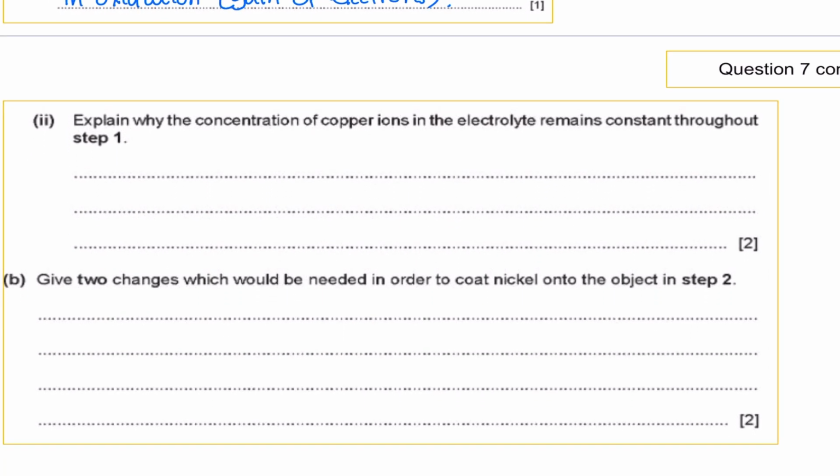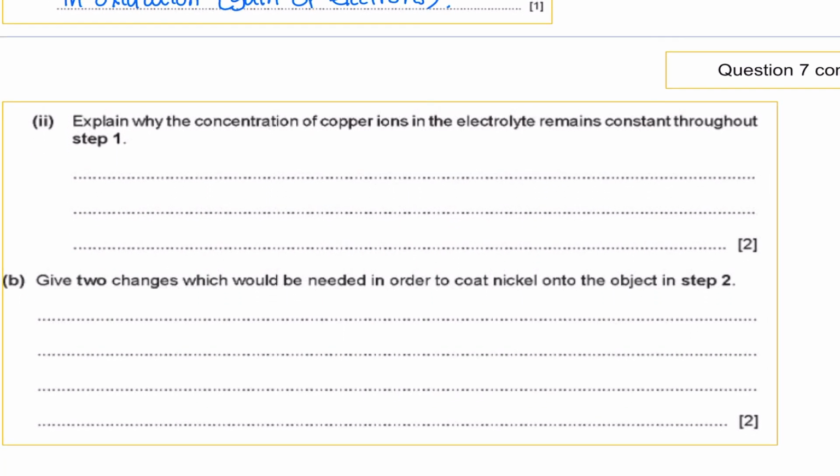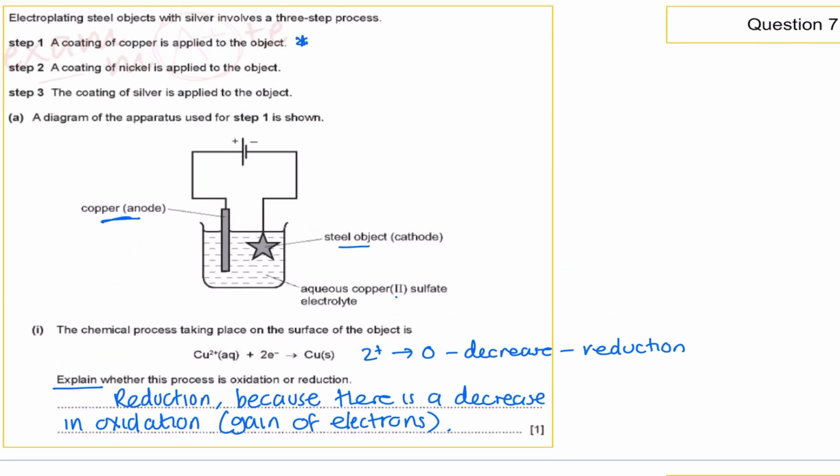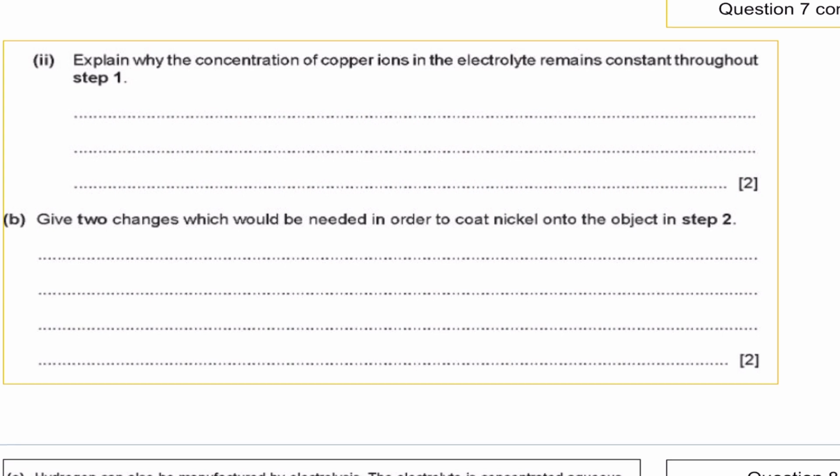Explain why the concentration of copper ions in the electrolyte remains constant throughout step 1. If we go back to step 1, we see that we've got a copper anode. As soon as we use up these copper 2 ions, they're being replaced into the electrolyte by the copper anode. So we just have to put that into 2 points.